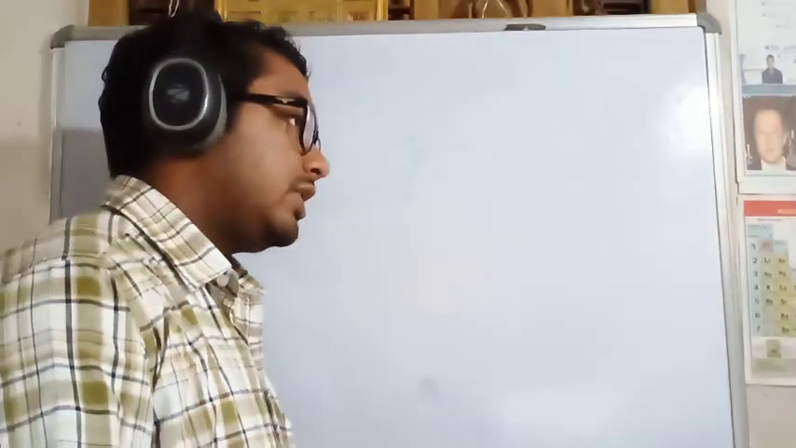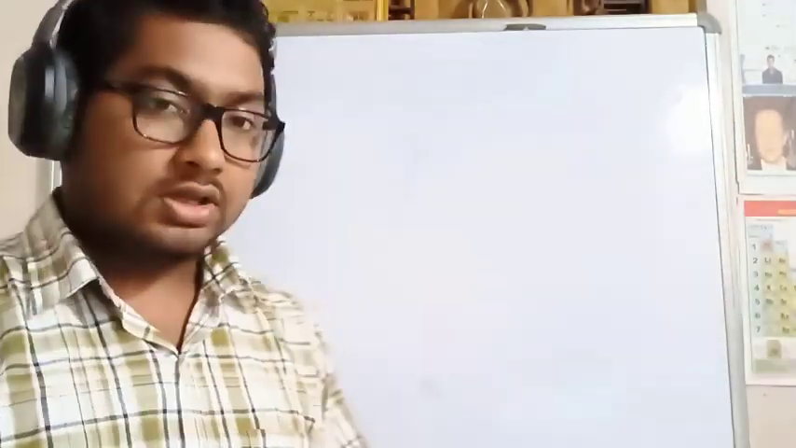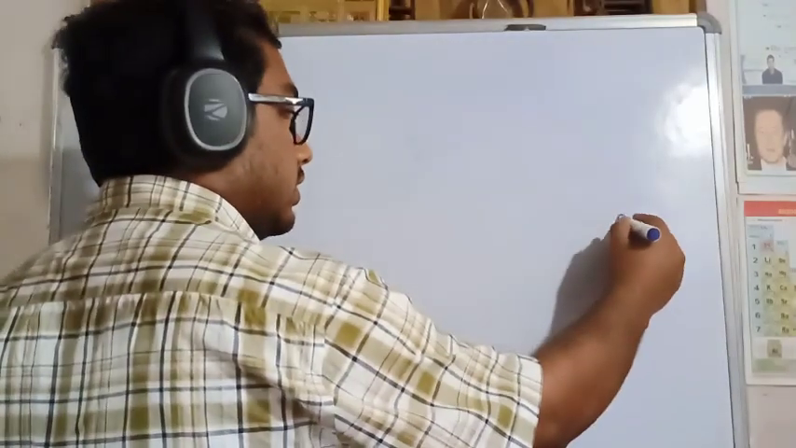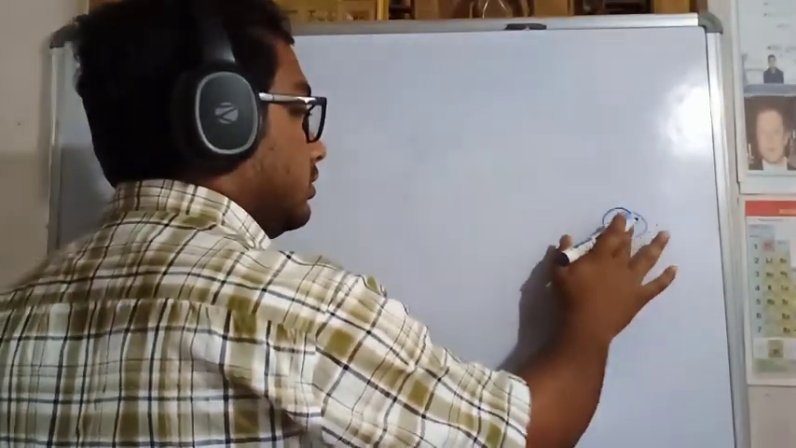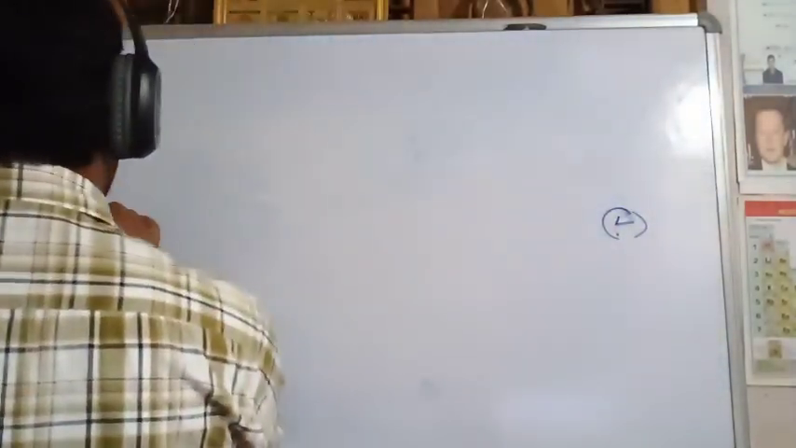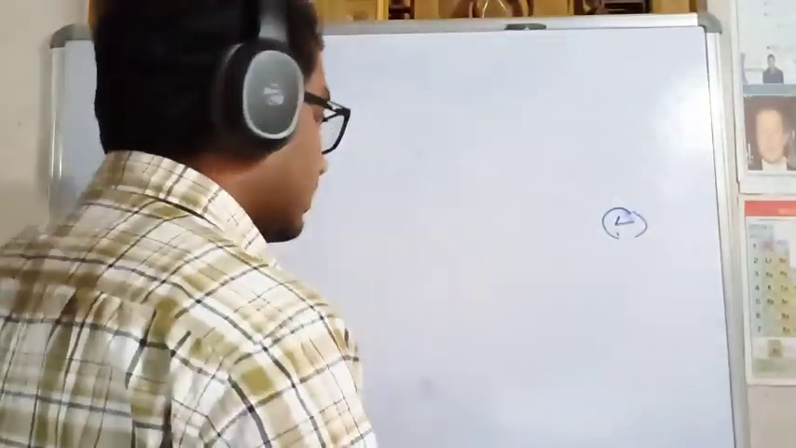To talk about the heart, let's first make a diagram of the heart. That's the first thing. And one more thing, this is the left side of the heart and this is the right side. We take left as right and right as left, okay, and make the diagram of the heart.